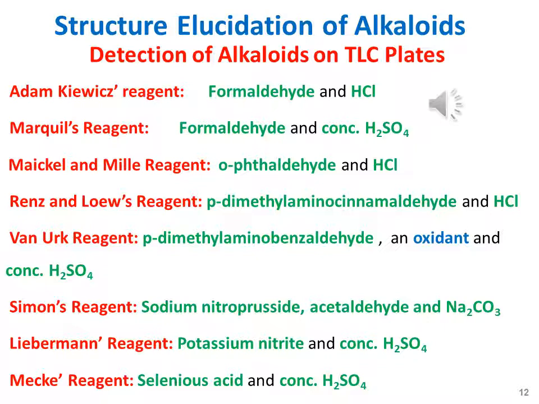So you may note that all these reagents used for the detection of alkaloids on the thin layer chromatogram are a mixture of an aldehyde and an acid. Sometimes an oxidant may also be added. For example, in the case of the reagent with an oxidant, we have an aldehyde and an acid along with an oxidant. So you may use one of these reagents for the detection of the isolated alkaloid on the thin layer chromatogram.